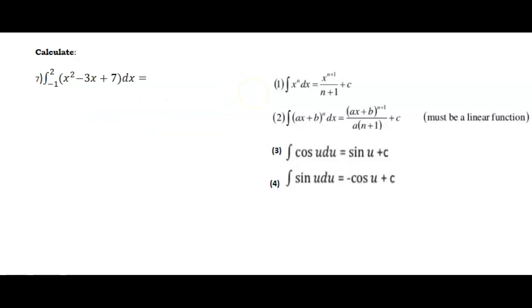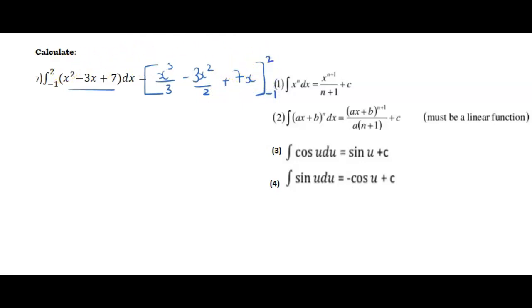This is my first example with definite integration, right? Because we have limits here, right? Upper limit is 2, lower limit is minus 1. So what we're going to do, we're going to ignore these for now, and we're just going to integrate here. Getting x cubed on 3 minus 3x squared on 2 plus 7x. And we're going to place these limits here, 2 and minus 1.